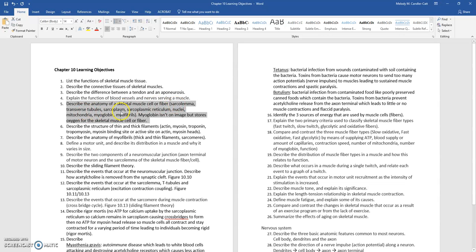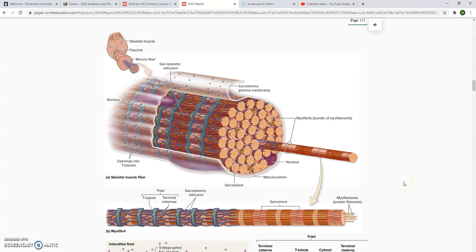These are the structures that we want you to be able to identify using a diagram of the skeletal muscle cell. One of these structures is actually a protein, so it's pretty tiny compared to these other bigger structures. They don't show it on the diagram, but I wanted to put it in there so we don't forget about it, because it's important in how the skeletal muscle functions. It's myoglobin, and we need to know that it's there to store oxygen for that skeletal muscle cell or fiber.